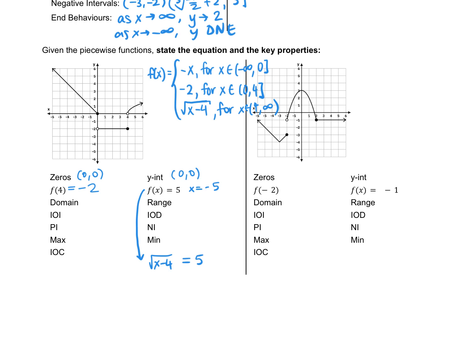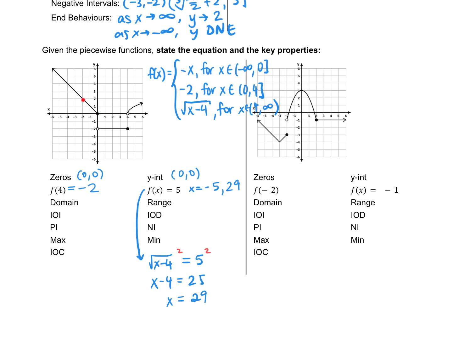I'm going to start off by raising both sides to the power of 2, and that's going to give me x minus 4 equals 25. Bring that 4 over, it becomes 25 plus 4, which is 29. So when x is 29, y will also be 5, and we had to solve for that. Next we have our domain and range.